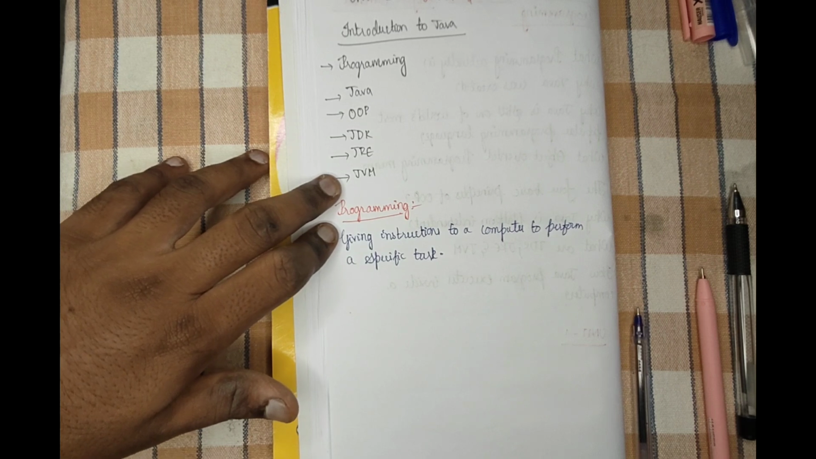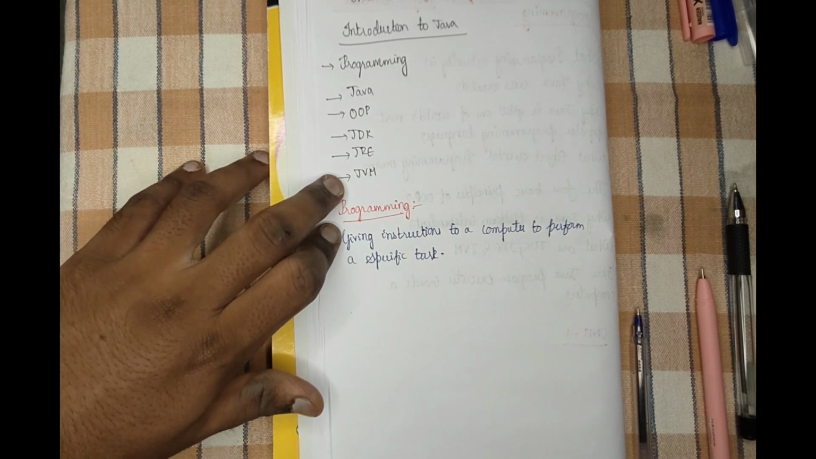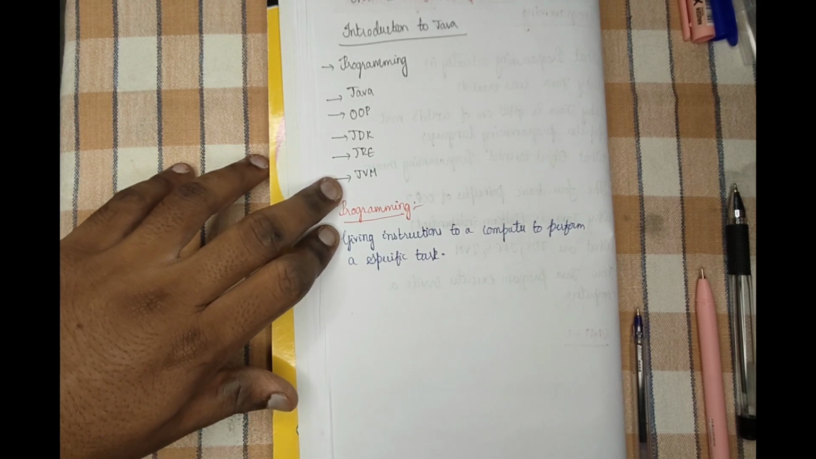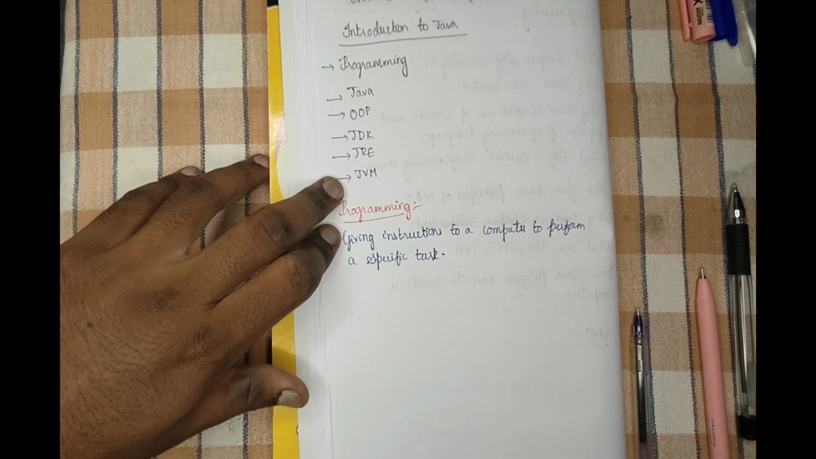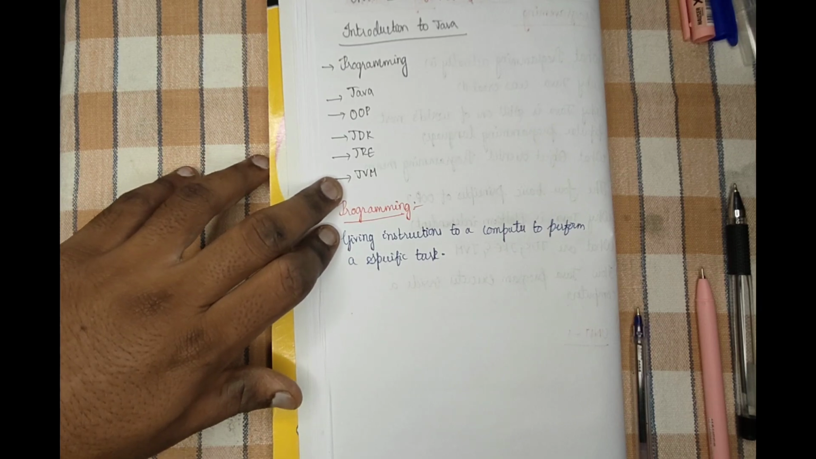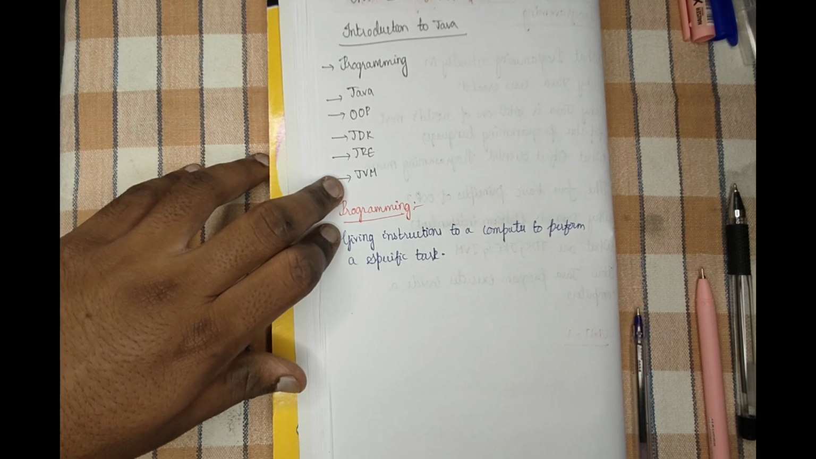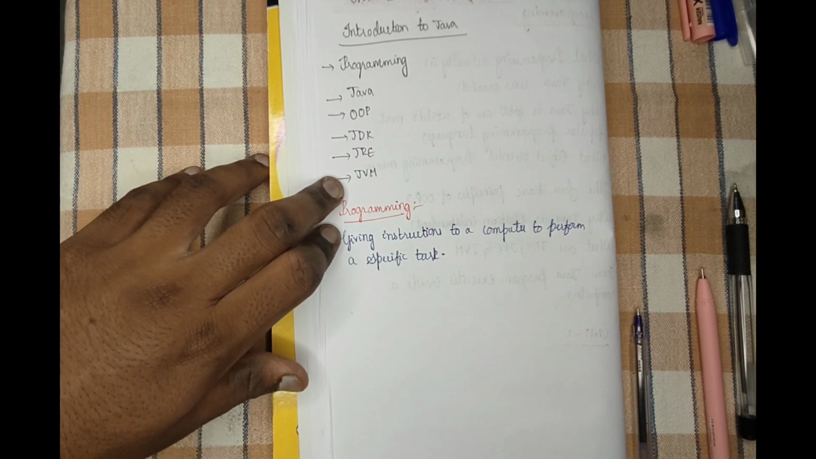Let's take a real life example. Suppose your mother asks you, please bring one glass of water. What happens? You understand the instructions: you have to hold the glass in your hand, fill it with water and give it to your mother, correct? Similarly, when we write a program, we give instructions to a computer. The computer follows those instructions exactly as they are.